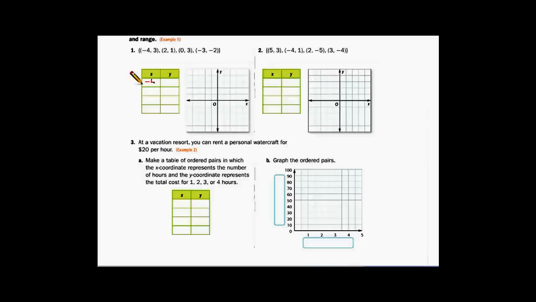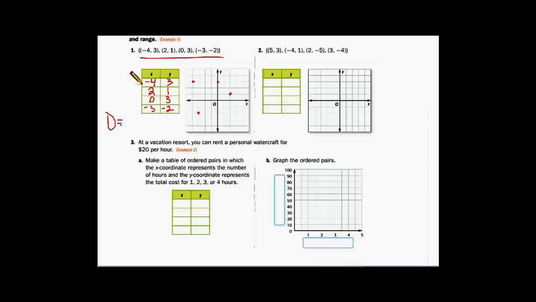So chart, not a big deal. -4, 3, 2, 1, 0, 3, -3, -2, and I'm getting all that information from my relation right there. If I were to graph those, I think you can graph those without an issue. -4, 3, 2, 1, 0, 3, -3, -2. Okay, not a problem. State the domain and range.